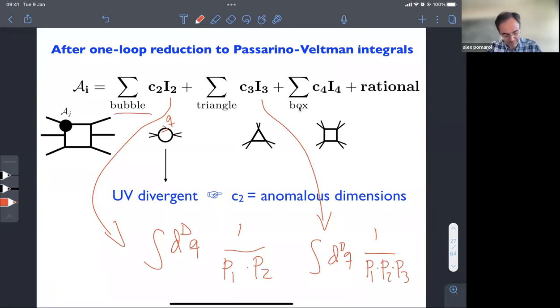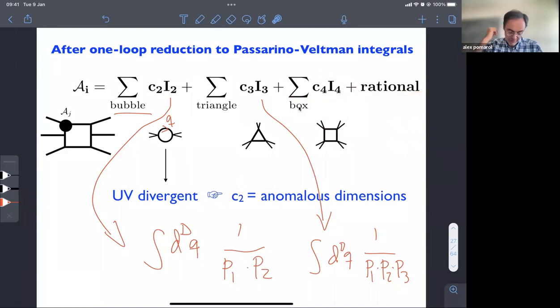bubbles, because I can draw them like this. As I say, they contain two propagators. Or triangles, we can write it like this, contains three propagators. Or four propagators, I call it boxes. Plus some extra things that are called rational terms that correspond to constant terms, something that is not related with this.